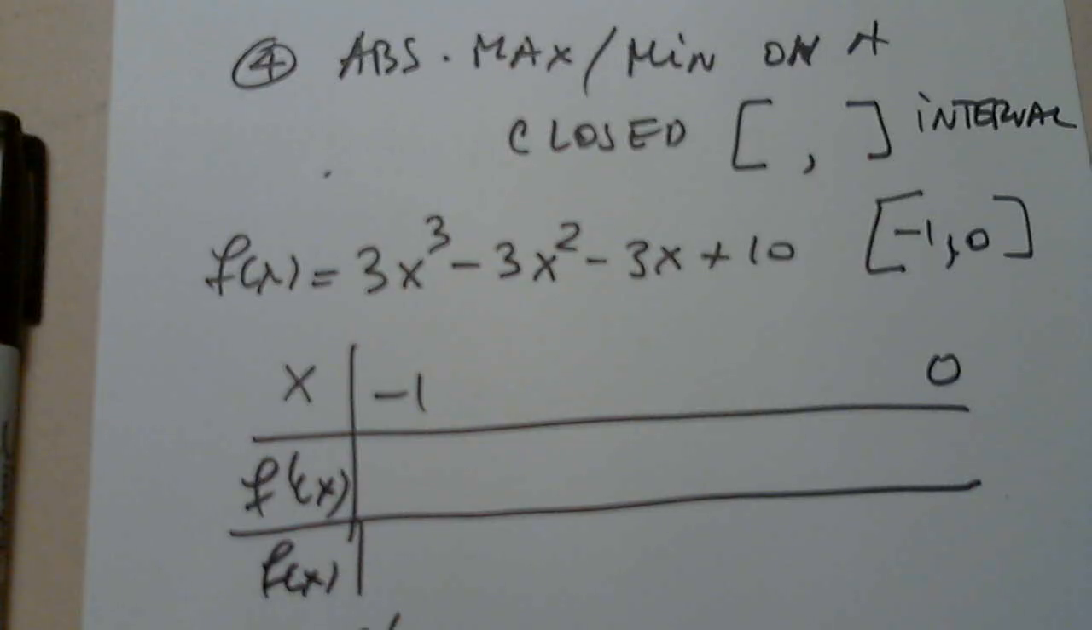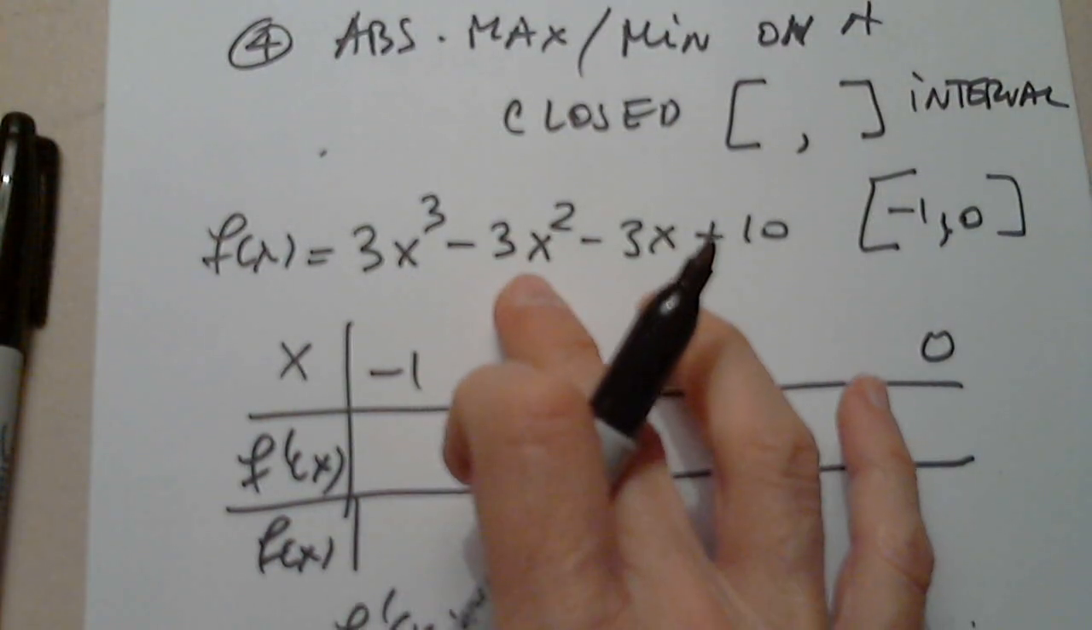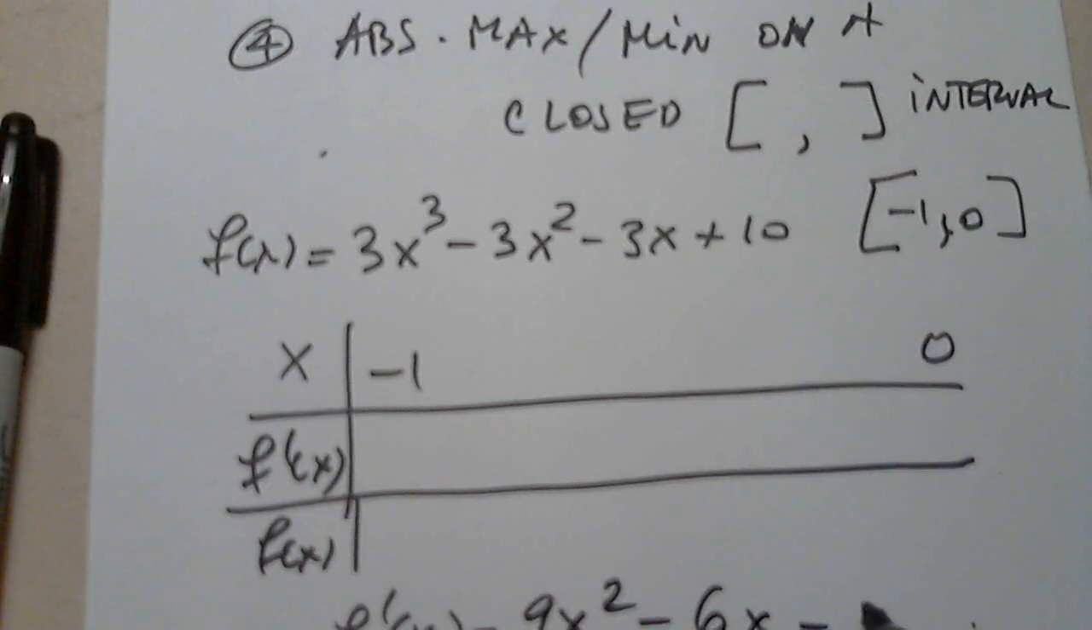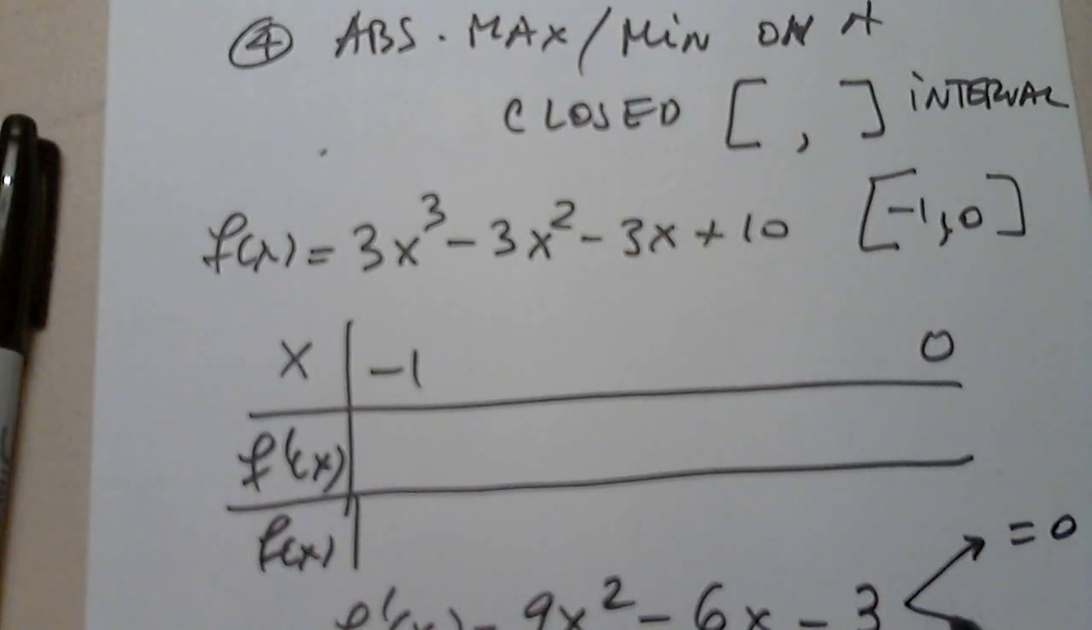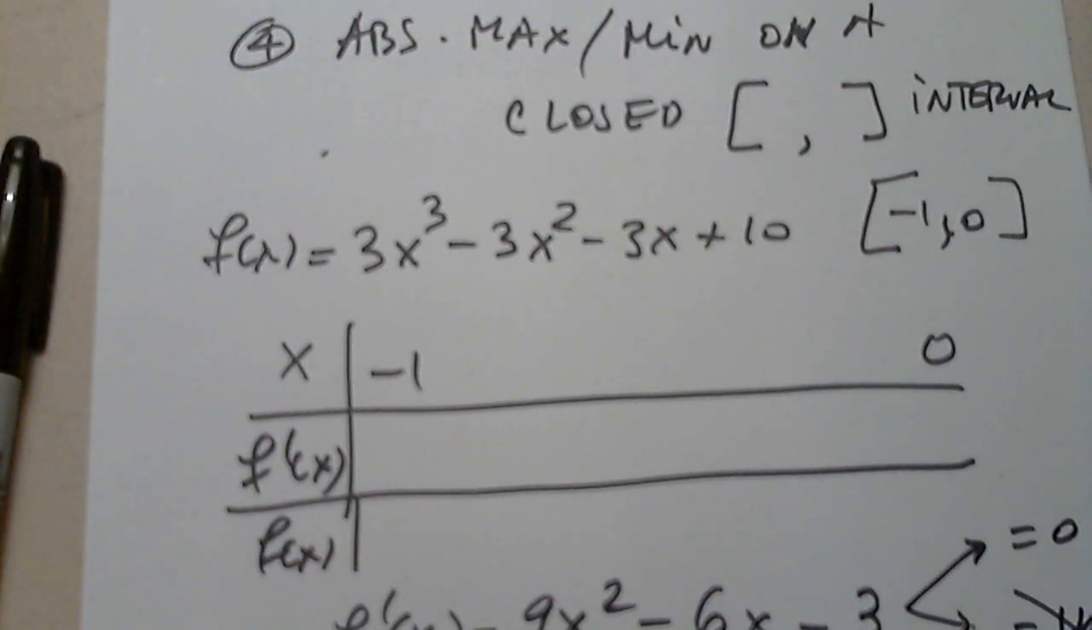Good. Can anyone differentiate this function for us? 9x squared minus 6x minus 3. Good. Perfect. Thank you. Now, obviously, I have to, number 1, set it equal to 0, and number 2, set it equal to undefined, but this is not possible because it's a polynomial function. Don't start trying to factor and so on and so forth. When you solve the equation, just put it in the calculator.